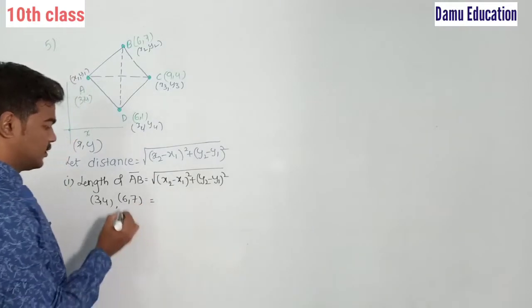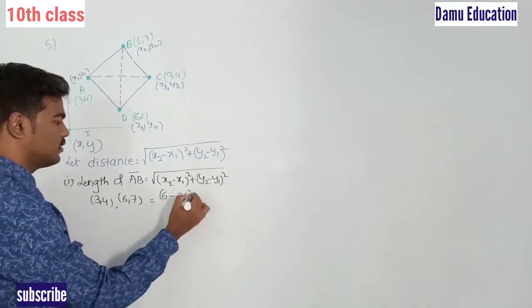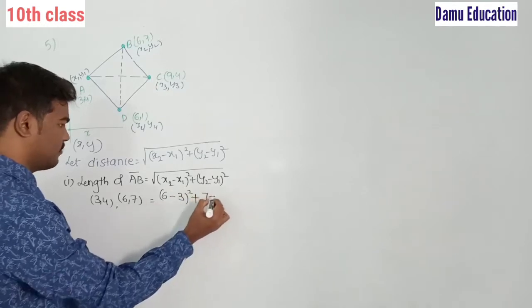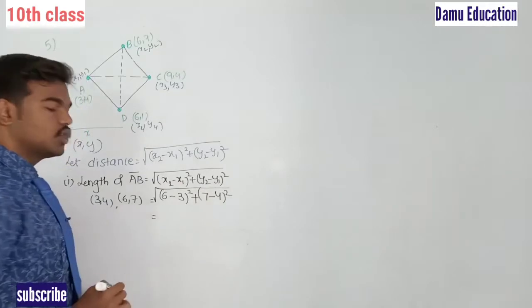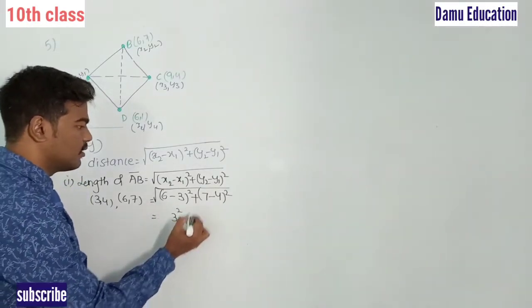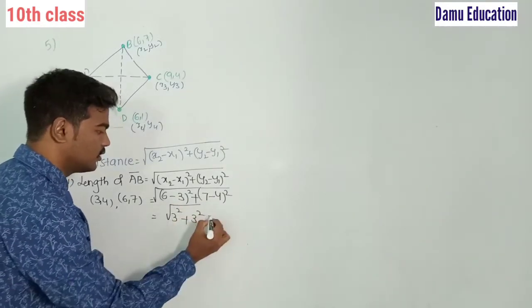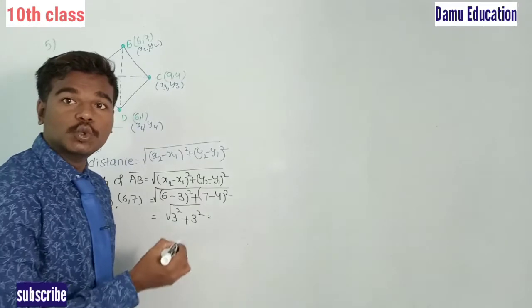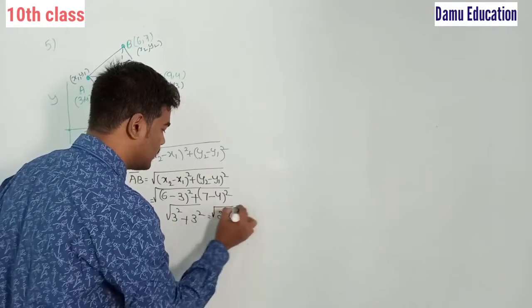So what is x2? x2 is 6 minus x1 which is 3 whole square, plus y2 which is 7 minus 4 whole square. So here we get 6 minus 3 is nothing but 3 square, plus 7 minus 4 is also 3 square, under the square root. Then what you can write here is 2 into 3 square, under the square root.